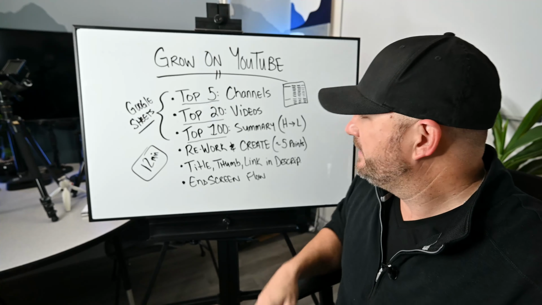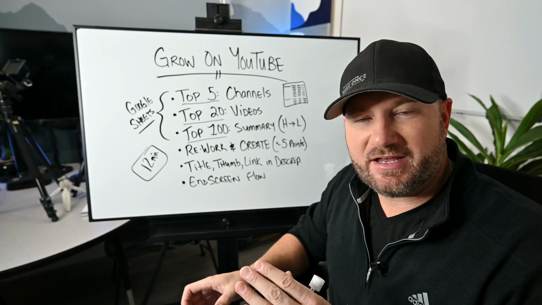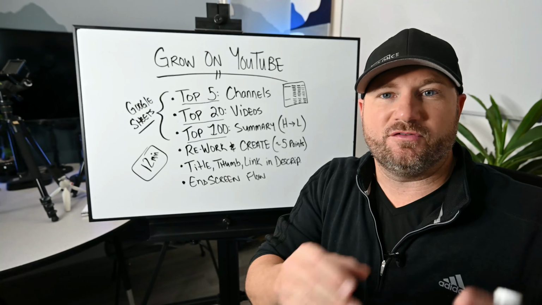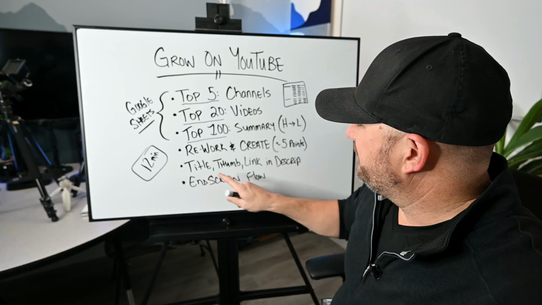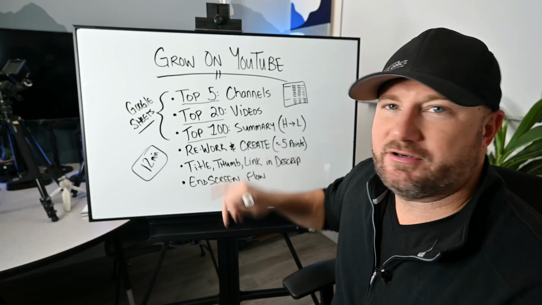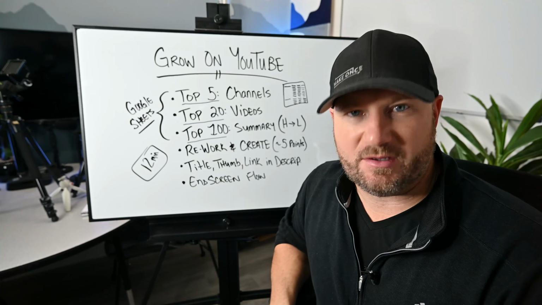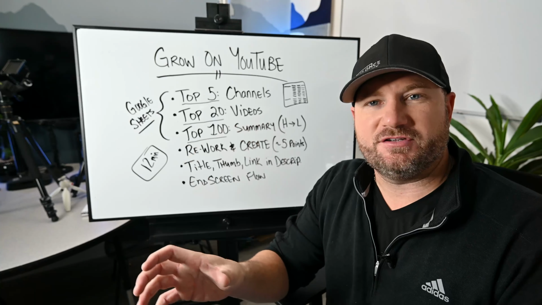Here's why this works. Because when YouTube is showing videos, it's going to show down in the suggested side over here other videos that are like those videos. When you create the title and thumbnail, you want to make sure that it's very, very similar to these top 100 that you found, because it's going to say, oh, these are very similar to this type of content, and they'll suggest you to them.